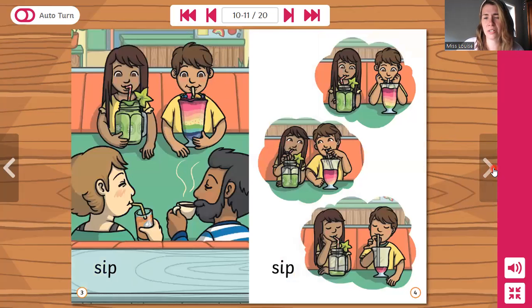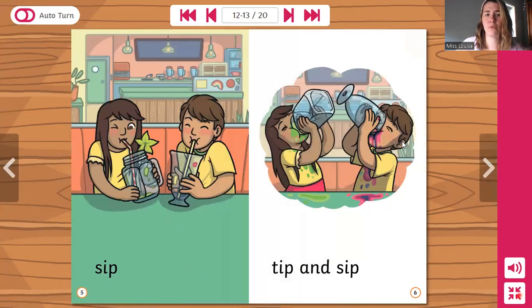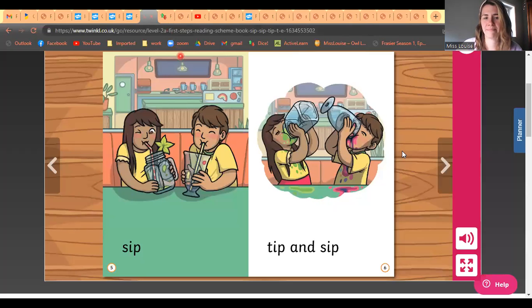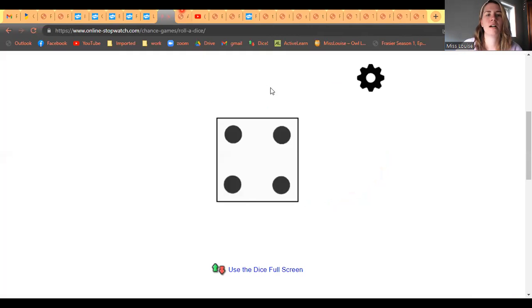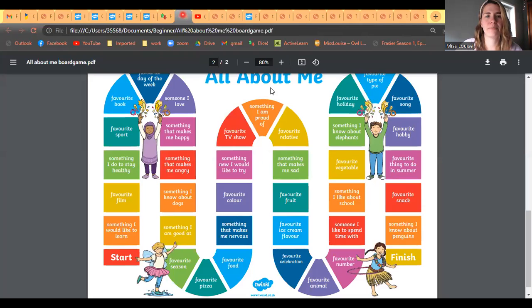So yeah, I think it's just a really lovely book. It gets more difficult as the levels get higher. And yeah, there we go. So that's one example of our reading book. Onto the games.